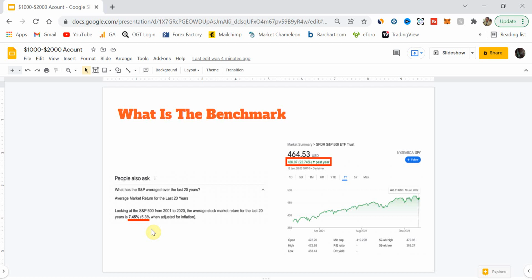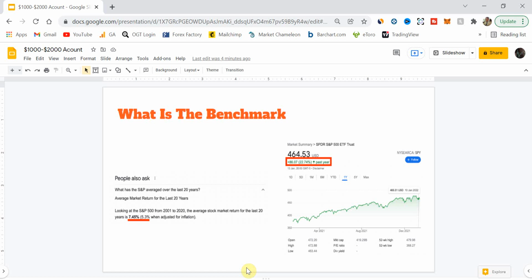Now, each year is going to be different. If we take last year, for example, the S&P made 22.74%. This is why it's not about timing the market, it's just about putting the money in and giving it a long enough period for the downswings and the upswings. You'll net out at about 7.5% over 20 years. Now, that is if you did zero effort.